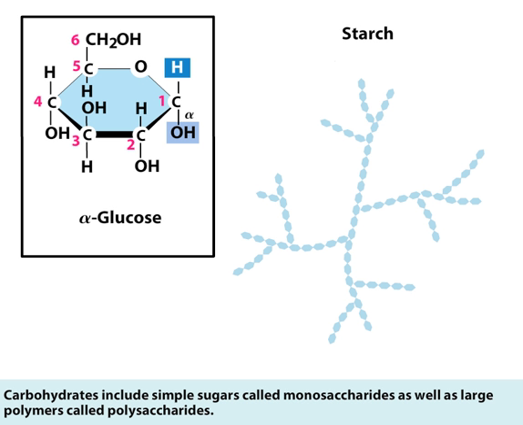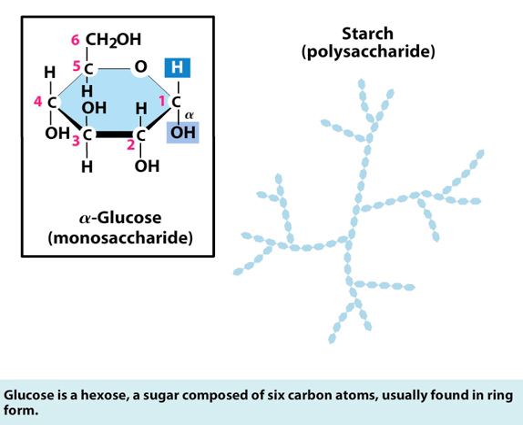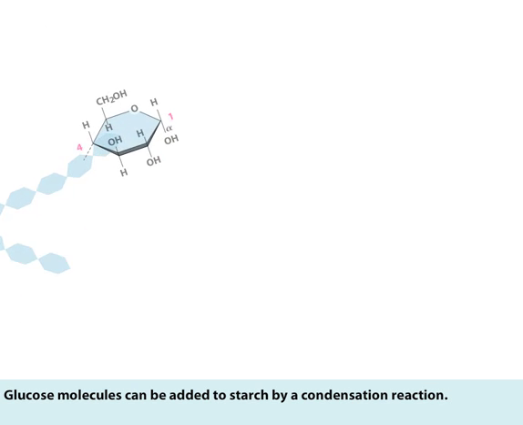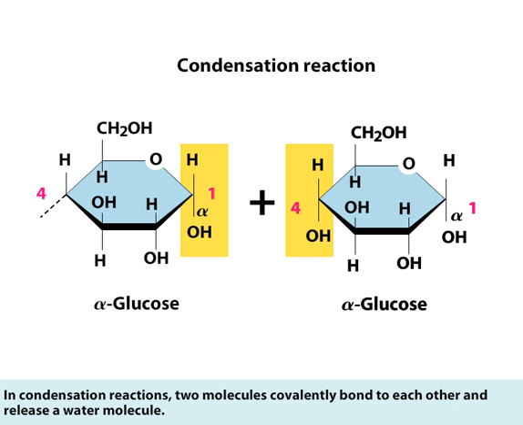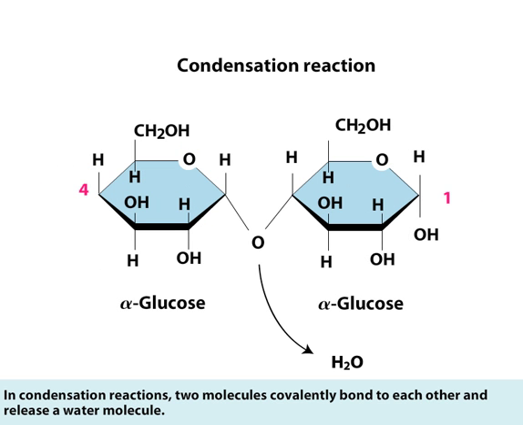Carbohydrates include simple sugars called monosaccharides, as well as large polymers called polysaccharides. Glucose is a hexose, a sugar composed of 6 carbon atoms, usually found in ring form. A starch macromolecule is a polysaccharide composed of thousands of glucose units. Glucose molecules can be added to starch by a condensation reaction. In condensation reactions, 2 molecules covalently bond to each other and release a water molecule.